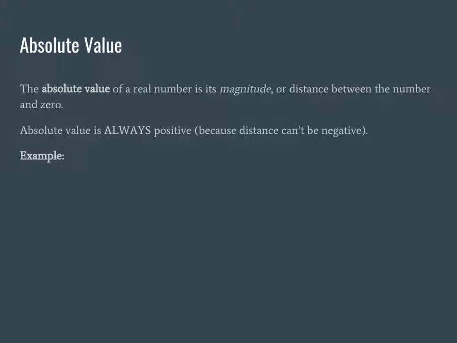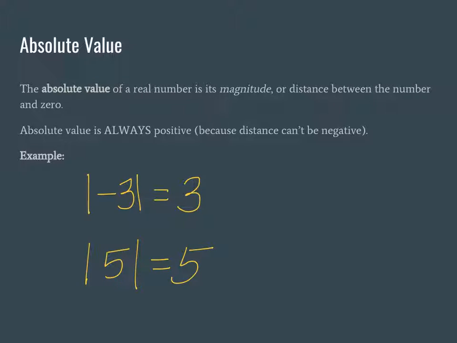For example, if we have the absolute value of -3, we would go 3 units to the left of 0 to get from 0 to -3, so that is 3 units away. If we had the absolute value of 5, we are still going 5 units away from 0, so the absolute value is 5.